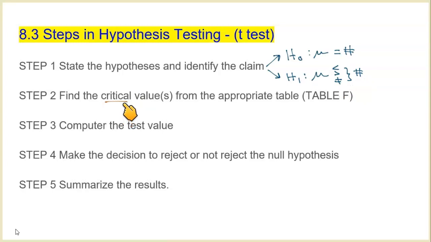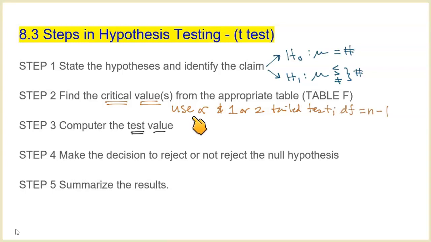The critical value comes from table F, and finding it is much similar to finding the critical value when we did the confidence interval. We need the alpha value, so that's being given just like it was with the z-test from the previous section. We also need to know, is it a one-tailed or a two-tailed test like we talked about previously, and then we also need to be able to find the degrees of freedom.